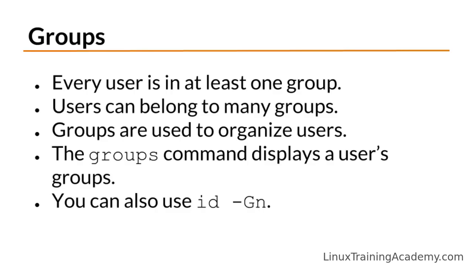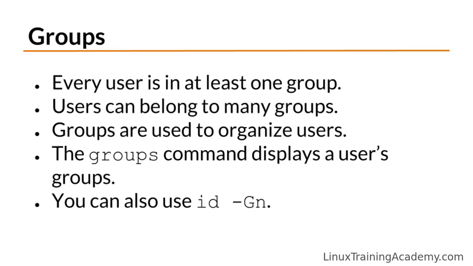Every user on a Linux system belongs to at least one group, called their primary group. However, users can belong to many groups. For example, if members of the sales team need access to some of the same files and directories, they can be placed into the sales group.